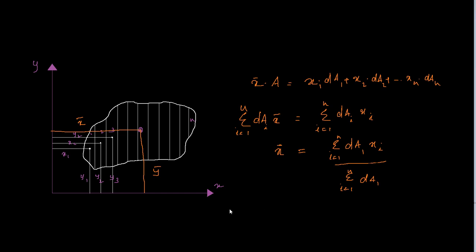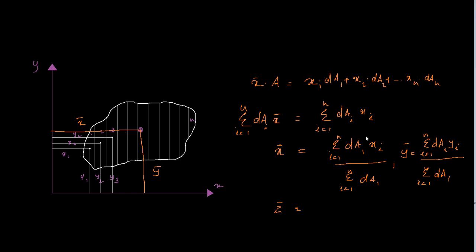And you can write the equation for y bar as y bar is equal to summation i equal to 1 to n dAi yi over summation i equal to 1 to n dAi. Also you have z bar is equal to the same, just replace this x with z. So that's all you need to do. You can find x bar, y bar, or z bar, or any distance to the centroid of a body using this equation.